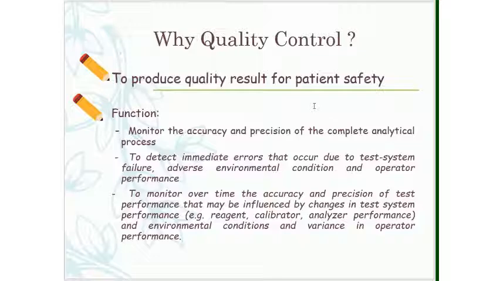So the function of quality control here, first, is to monitor the accuracy and precision of the complete analytical process, to detect immediate errors that occur due to test system failure, adverse environment condition and operator performance, and lastly, to monitor over time the accuracy and precision of test performance that may be influenced by changes in test system performance, for example reagent, calibrator or analyzer performance, and environmental conditions and variance in operator performance.